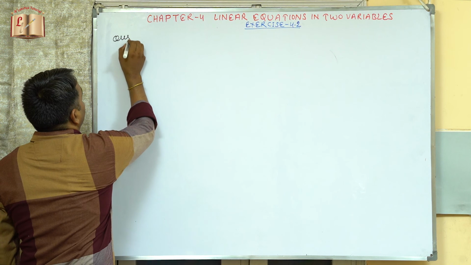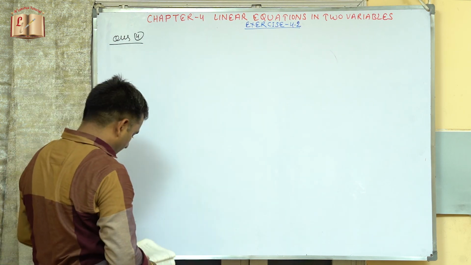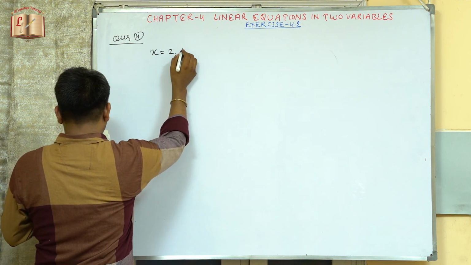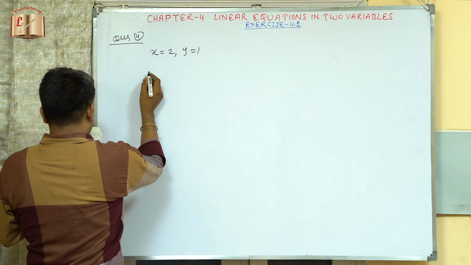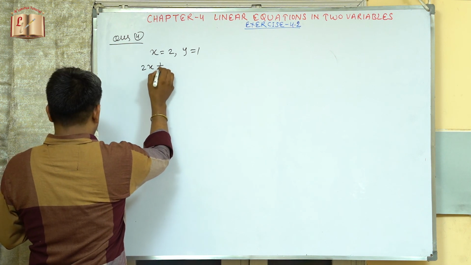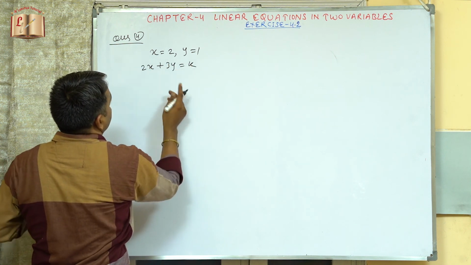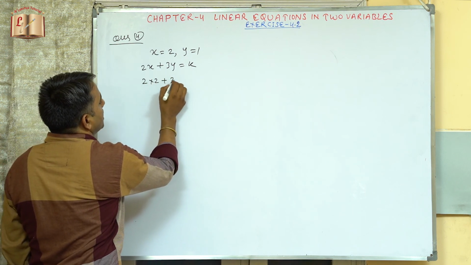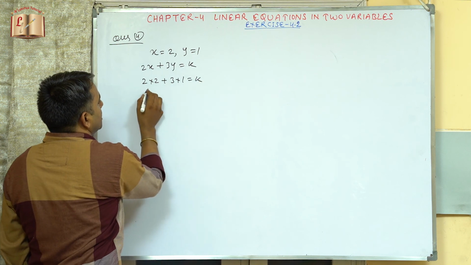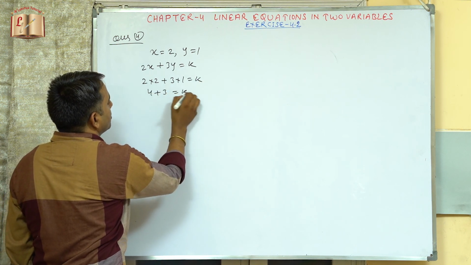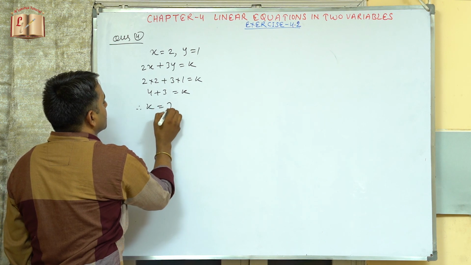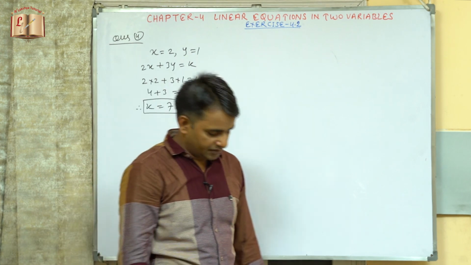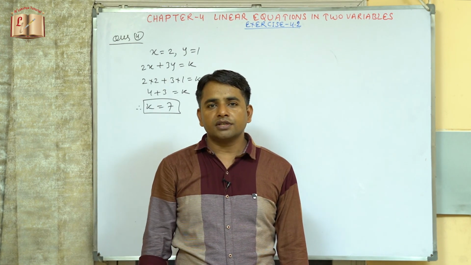Now coming to question number 4. Find the value of k if x equals 2 and y equals 1. So this equation is given: 2x plus 3y equals k. Now we'll put x and y over here. So this will be 2 into 2 plus 3 into 1 equals k. So this is 4 plus 3 equals k, or similarly k equals 7. So we got k equals 7 for this. So we have finished our exercise 4.2.